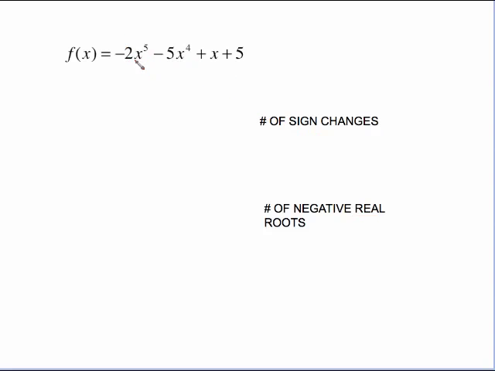Let's go through here, change our signs. That's an odd, change the sign. Even, leave it alone. Odd, change the sign. We have positive next to negative, that's a sign change. Negative next to negative is not a sign change. Negative next to positive is a sign change. There are 2 sign changes, therefore there are 2 negative real roots, or there are 0 negative real roots.